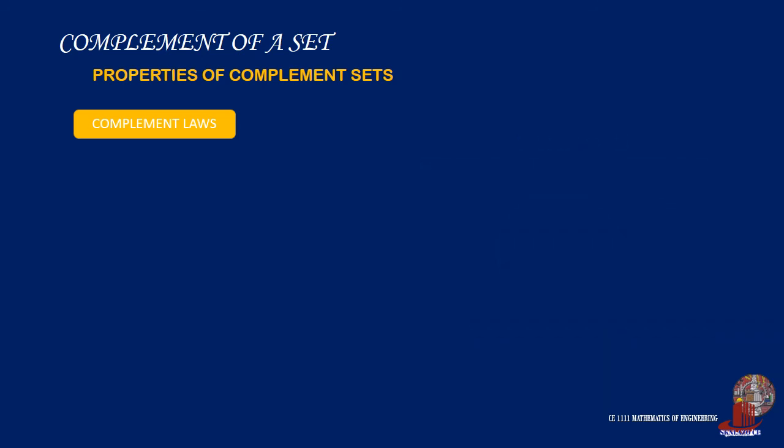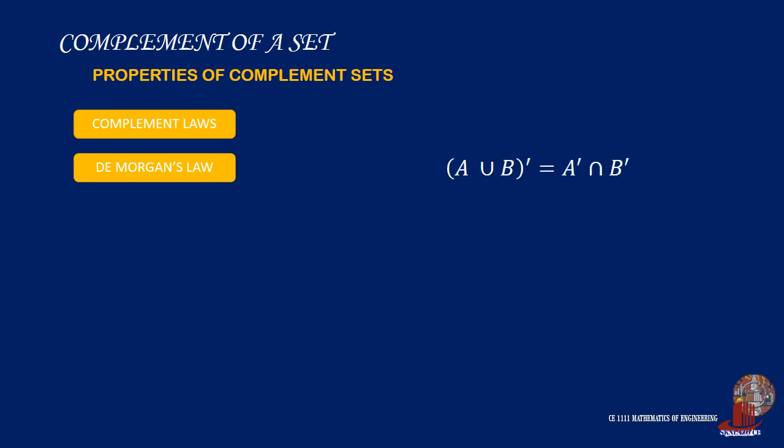The second property is what we call De Morgan's law. It states that the complement of the union of two sets is the intersection of their complements, and the complement of the intersection of two sets is the union of their complements. These are called De Morgan's law. These are named after the mathematician De Morgan.